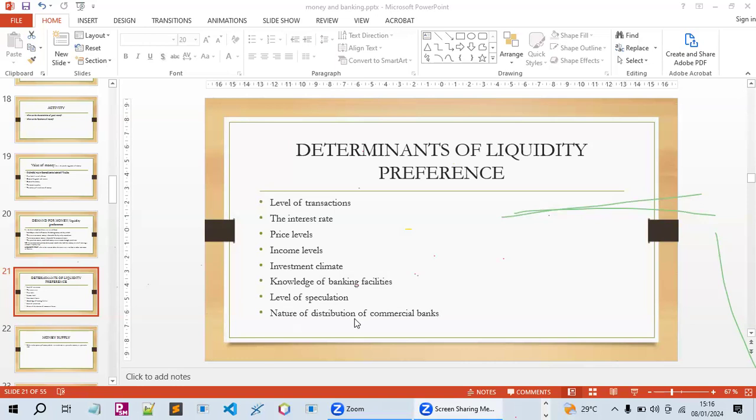Yes, Provia, is that a better explanation for the transactions? Have you? Okay.